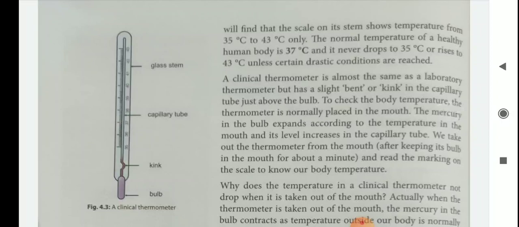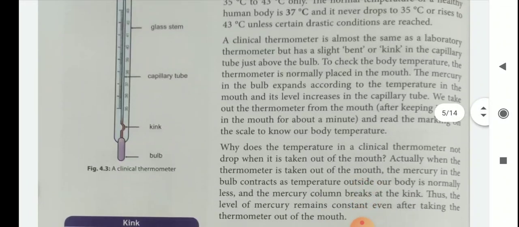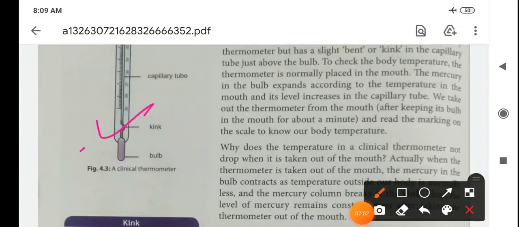The normal temperature of a healthy human body is 37 degrees Celsius and it never drops to 35 degrees Celsius or rises to 43 degrees Celsius unless certain drastic conditions are reached. A clinical thermometer is almost the same as a laboratory thermometer, but has a slight bend or nick in the capillary tube just above the bulb. Here you can see one nick is there.